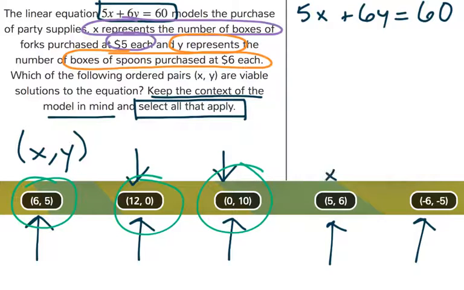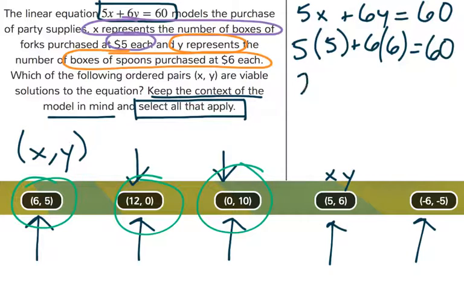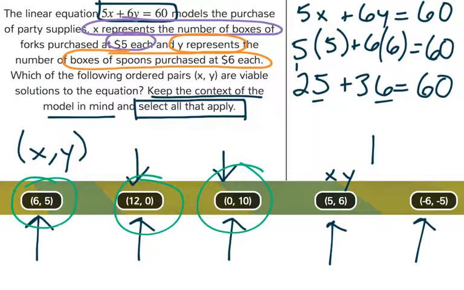Fourth one here is 5 and 6. So my x is 5 and the y is 6. Let's try it. 5 times 5 plus 6 times 6 equals 60. Well, 5 times 5 is 25. 6 times 6 is 36. Does that equal 60? Well, if you just add it up, 6 plus 5 in the ones place, that's 11. And then you have to carry over that one. And then you get 2 plus 3 in the tens place. That's 5 plus 1 more. That's 61. Very, very close. But 61 and 60 are not the same, so that's not a valid answer.